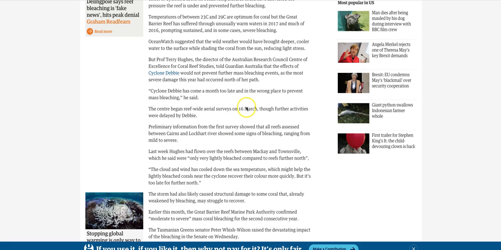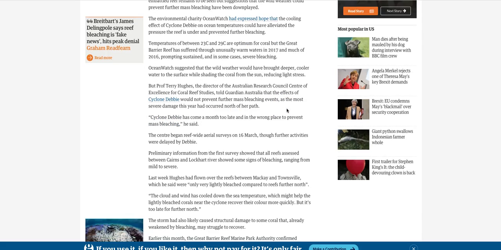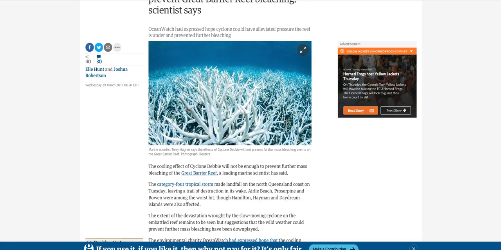But they go on to say in this article here that they hope the wild weather would have brought deeper, cooler waters to the surface while shading the coral from the sun, reducing light stress. Kind of let the cat out of the bag right there, because I've always believed it is light stress. It is UV light. UV light is what's damaging the Great Barrier Reef. It's what's turning it white.